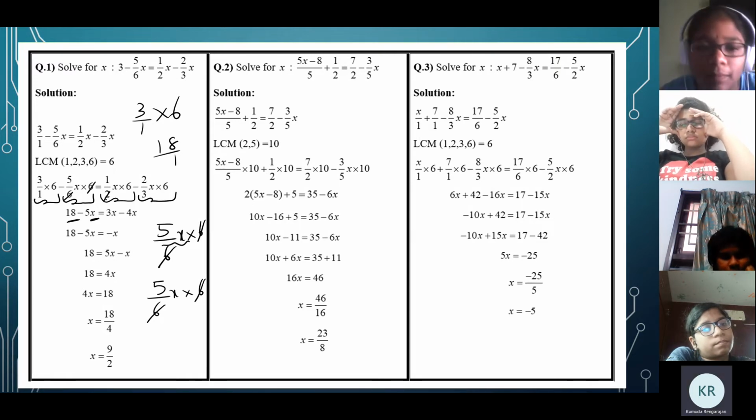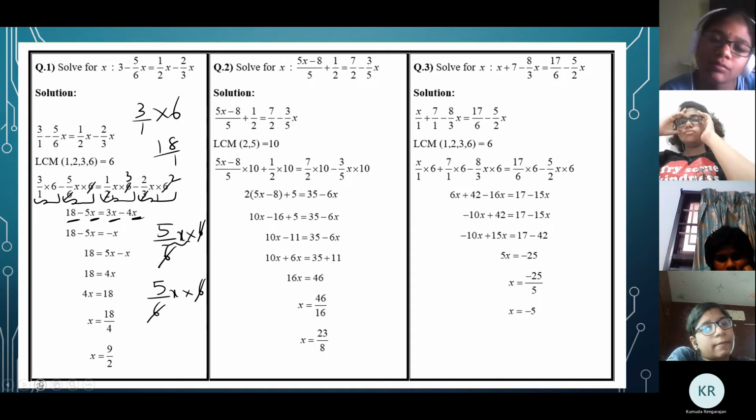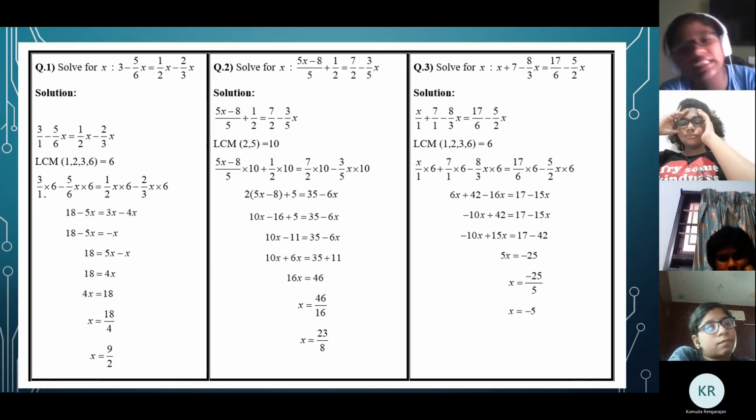Next, 2 ones are 2, 2 threes are 6. So 3x, children. 1x into 3, 3x. Then 3 ones are 3, 2 twos are 4. 4x. Is this step understood, children?